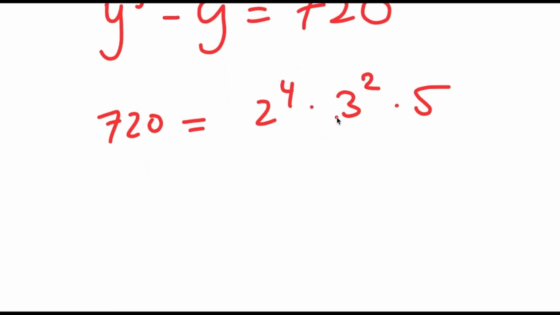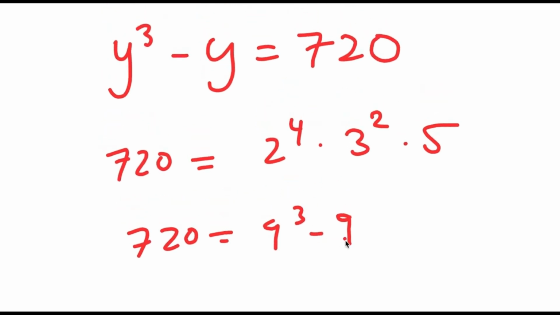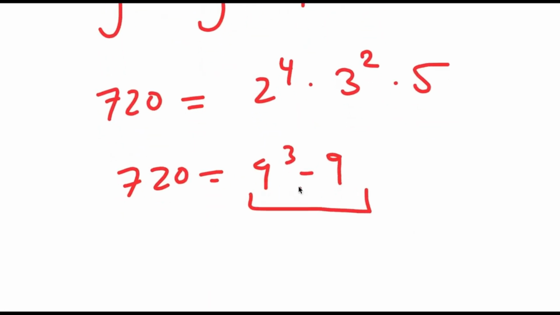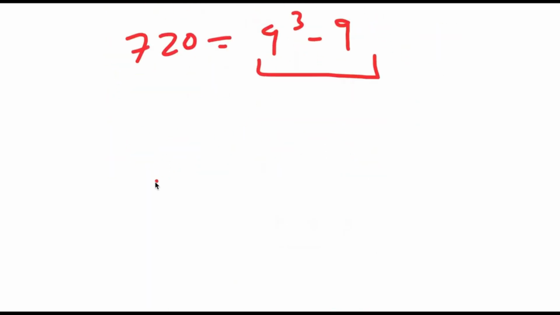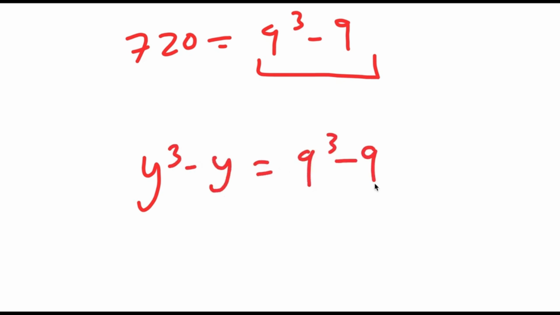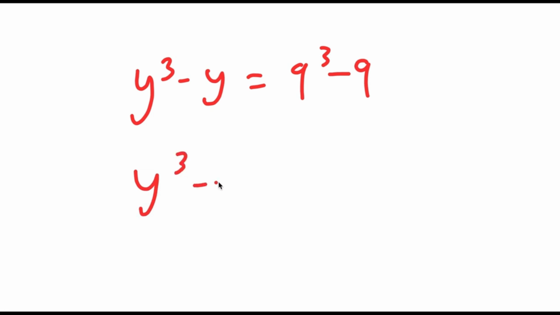720 is equal to 9 to the power of 3 minus 9, because 9 to the power of 3 is 729, and 729 minus 9 is 720. What I'm going to do now is plug this in for 720. So now I have y to the power of 3 minus y is equal to 9 to the power of 3 minus 9. Meaning I get y to the power of 3 minus 9 to the power of 3 minus y plus 9 is equal to 0.